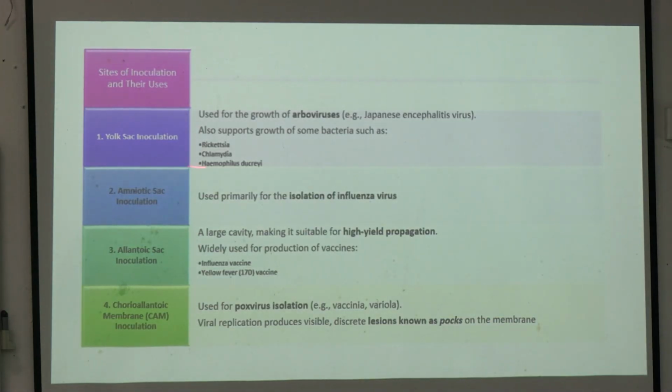আচ্ছা, কোথায় কোথায় কি ইনকুলেশন করে? In the yolk sac we inoculate arboviruses. It is required for arboviruses like Japanese encephalitis. In the amniotic sac we inoculate influenza virus. In the allantoic sac is the propagation for, again, influenza and yellow fever. In the CAM or chorioallantoic membrane we inoculate the pox virus.